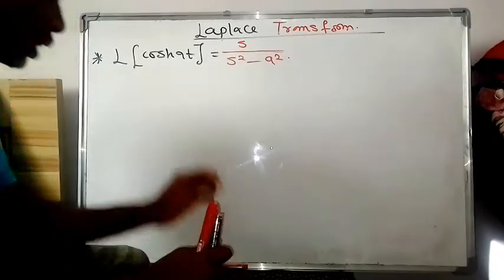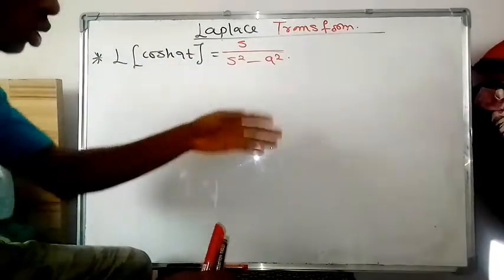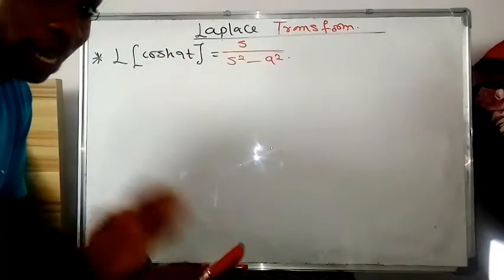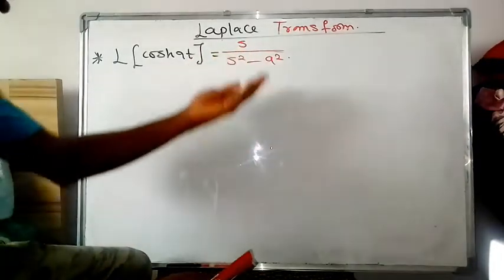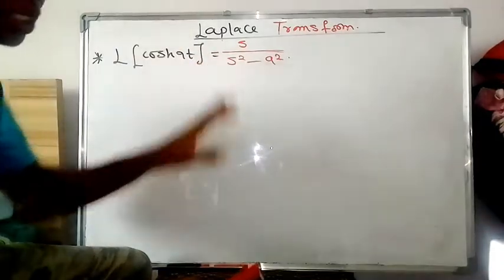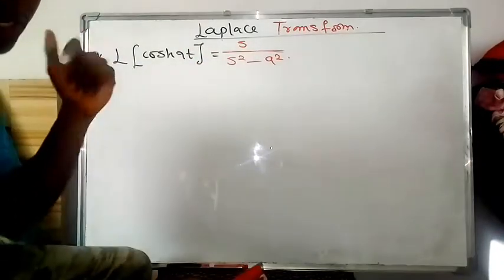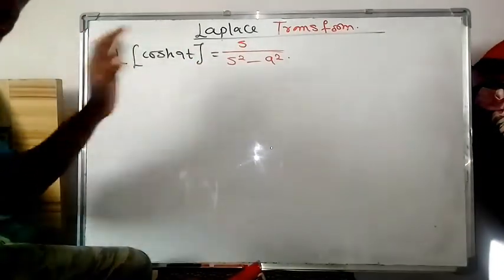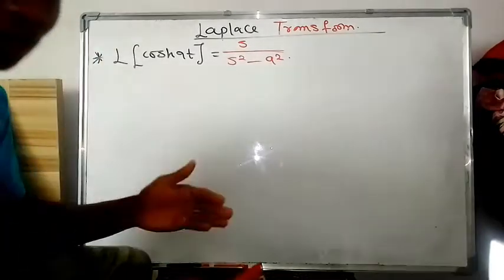On the last video we treated the Laplace of cosh at, which is a hyperbolic function, and we got a function of s, which is s divided by s squared minus a squared. So this is what we did on our last video, and if you have not seen it, I advise you to go and watch the last video, then come back to this one.